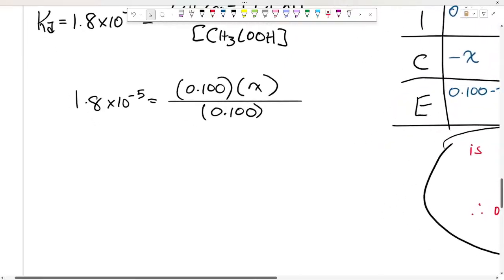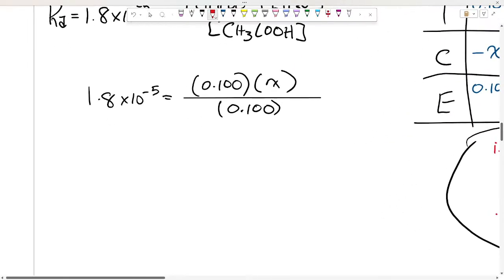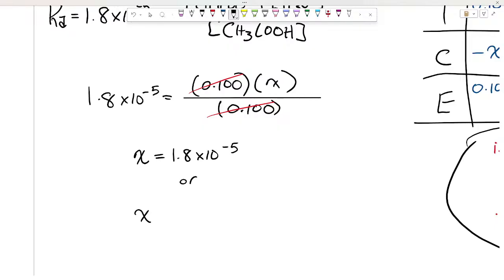Okay. So when we do this, this one actually ends up working out really nicely because that will cancel with that, right? And so this one could not be easier. This won't happen very often, but when it happens, take it. What does x equal? 1.8 times 10 to the negative 5. Or, if you prefer, x equals 0.12318, right?